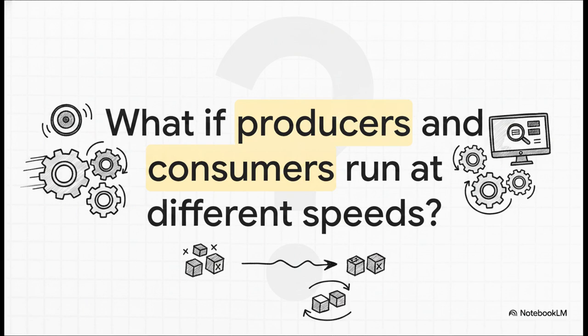But concurrency introduces a massive challenge, and it's captured perfectly by this vital question. What on earth happens when a producer process, say a sensor generating data, and a consumer process, the software analyzing that data, run at completely different speeds? Think about it. If the producer runs way faster, unread data gets overwritten and lost forever. If the consumer runs faster, it might end up reading the exact same piece of data twice. We desperately need a way to coordinate them.